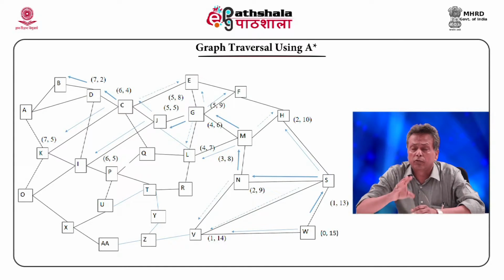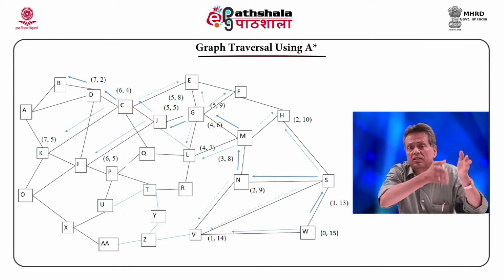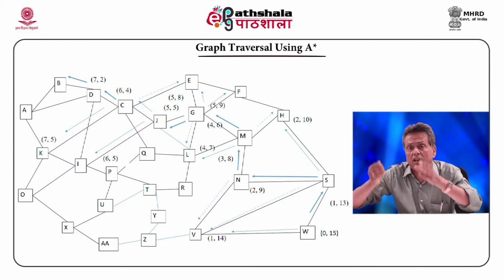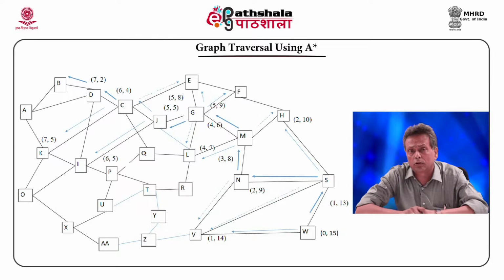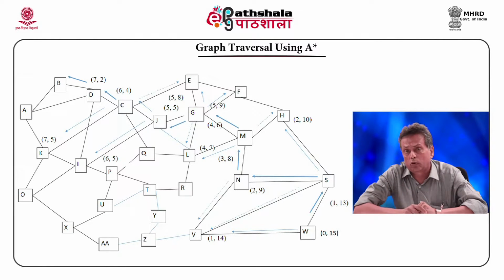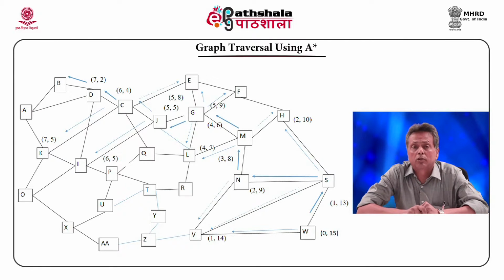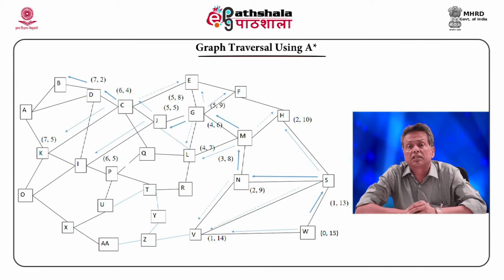Okay, so we have two lists. One list contains all explored nodes, the other list contains unexplored nodes. At this point, W is the only node which is part of the explored list, and S and V are part of the unexplored nodes. Now, they are unexplored, so we need to calculate their G and H dash value.